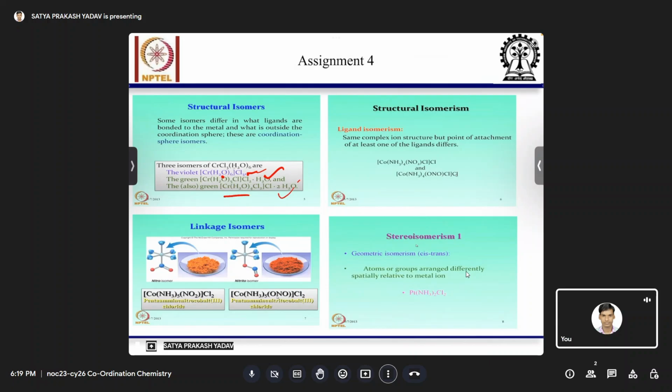Linkage isomerism, where the ligand has two types of bonding, like suppose it can bind through the N center or it can bind through the O center. So this is this kind of isomerism.